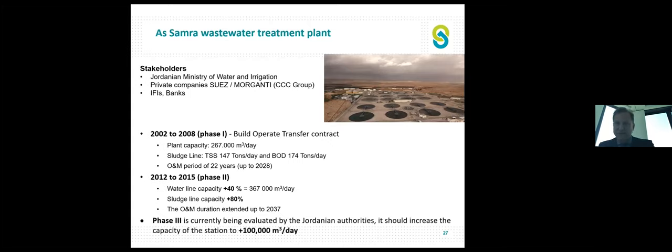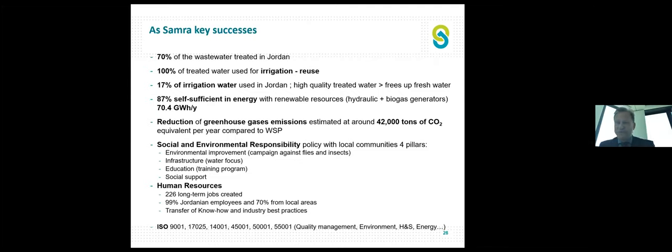If we go to the next slide, we can maybe talk about why everyone is so satisfied by the project. This plant actually treats 70% of the wastewater in Jordan, dealing mainly with the population of Amman. So it is by far the biggest and the most important wastewater treatment plant in Amman. All of the wastewater that is treated is used for reuse for irrigation, which, if you remember the graph I showed a little bit earlier, means that we are providing almost 20% of the water which is required for irrigation.